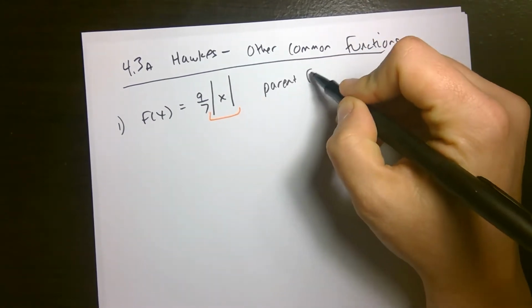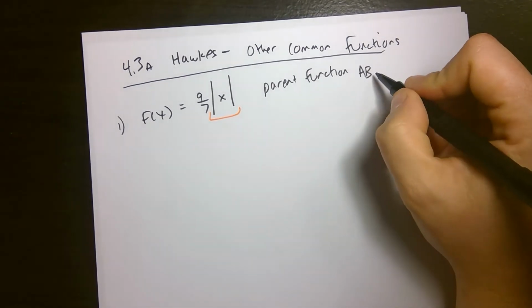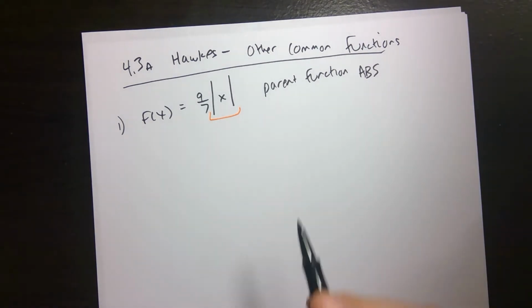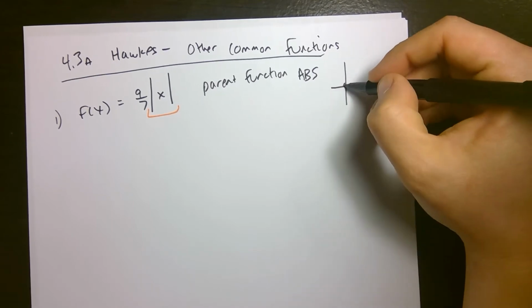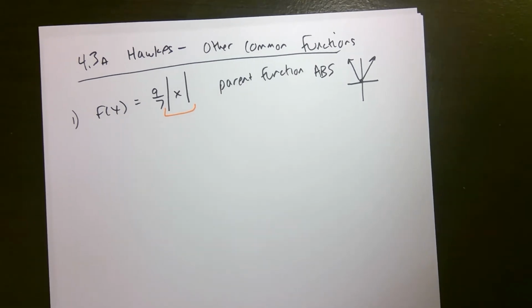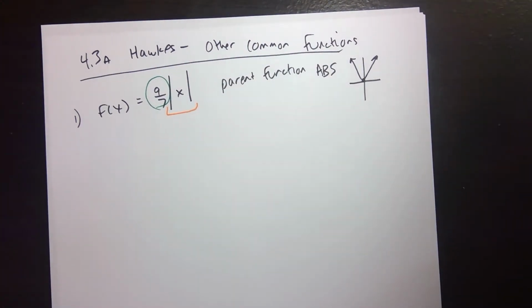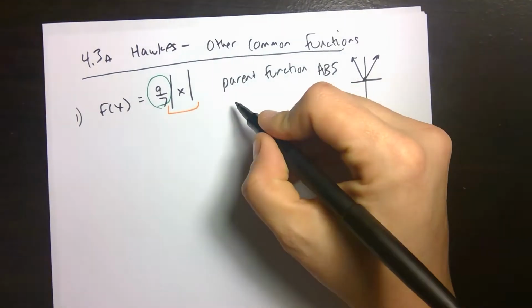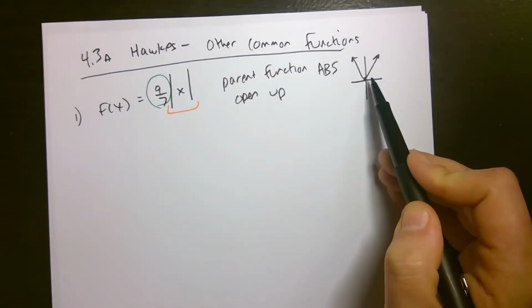So my parent function is absolute value. And in our mind, we need to know very quickly that the absolute value has a vertex of 0, 0, and then it's going to look something like this. That's what should come to our mind as soon as we see this. Now, coming back to our original problem, since we know this is a nice, neat number that is positive, whatever my graph looks like, it's definitely going to open up. So that's even further proof that my graph is going to look something like this.